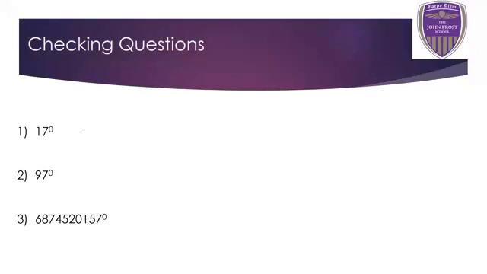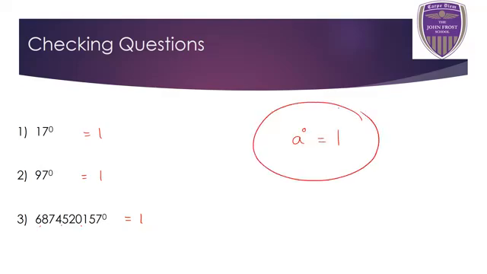Okay, well, if you were paying attention in the last question, even though they're very different, okay, 17 to the power of 0, 97 to the power of 0, and then whatever this number is, which if I just quickly work it out, is 6,874,520,157 to the power of 0 is still 1. Okay, so a to the power of 0 always equals 1. So anything to the power of 0 is always 1.